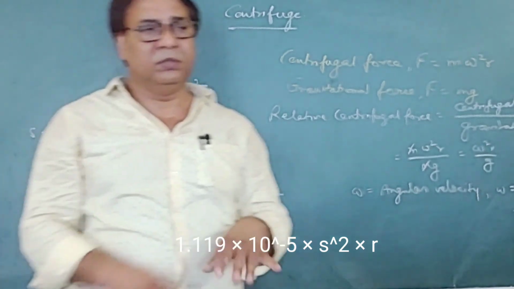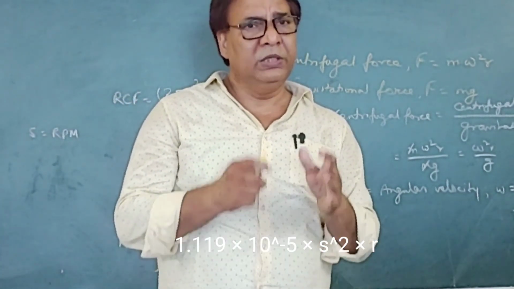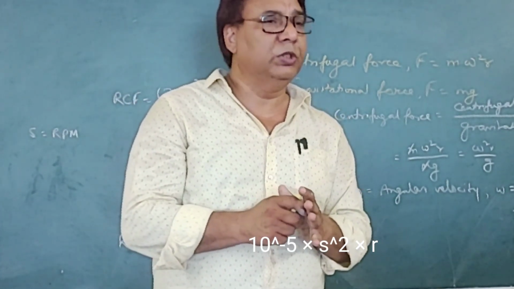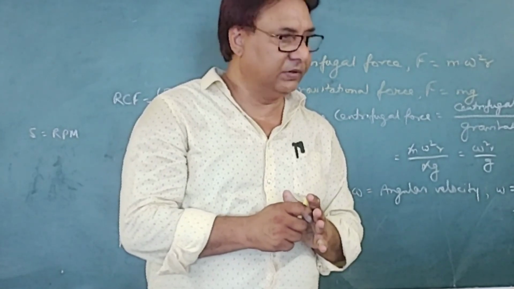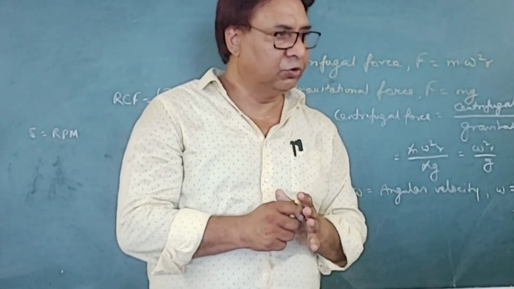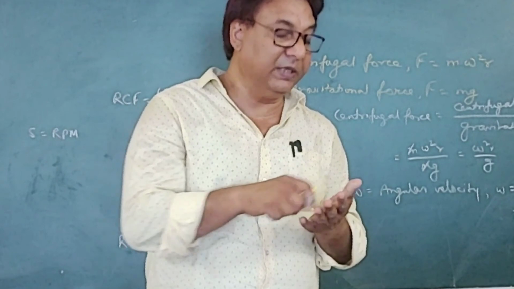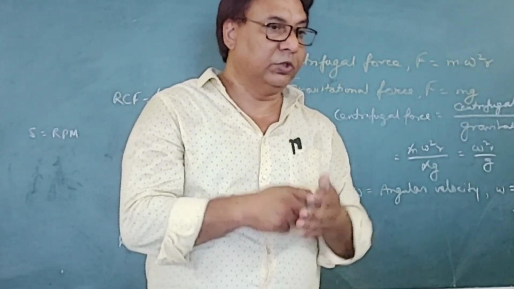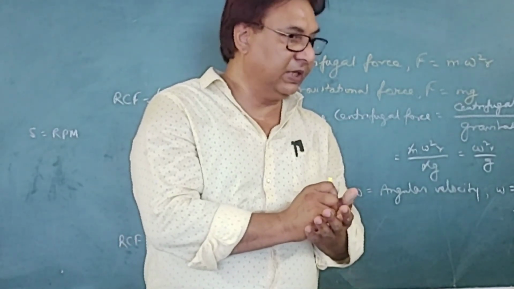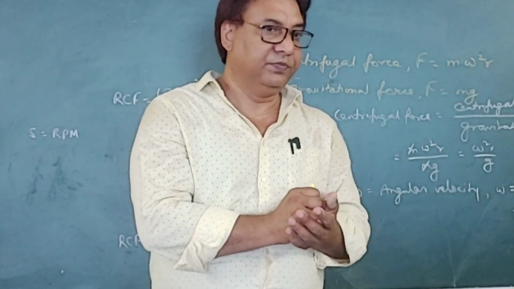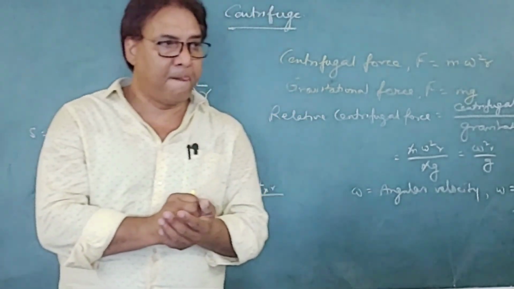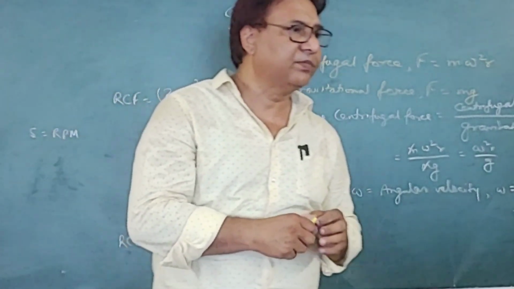But for general operation, when we run a centrifuge machine, we usually see how much RPM we should rotate the instrument at, at what speed we should be rotating it so that the particle will get precipitated or pelleted down. Are you getting it or not?